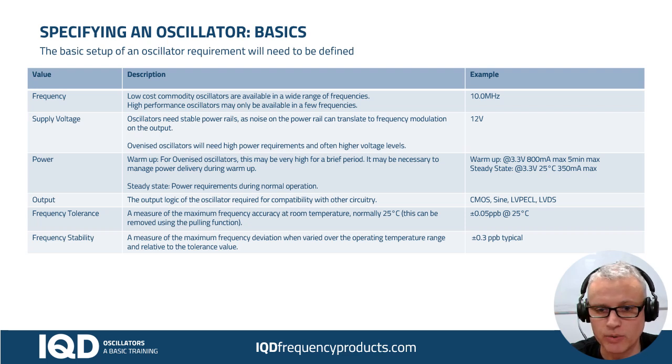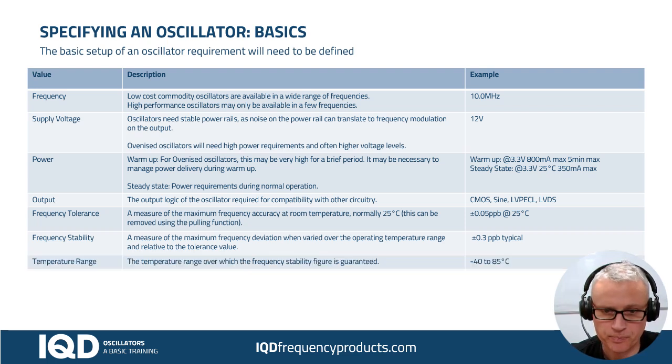So how tightly do we need to control that? And we might say something like 0.3 ppb typical over 0 to 70 or something like that. So we're going to have a temperature range and a frequency stability in the combination there. Which brings us to the next one, temperature. And yep, we're going to need the range to be defined.